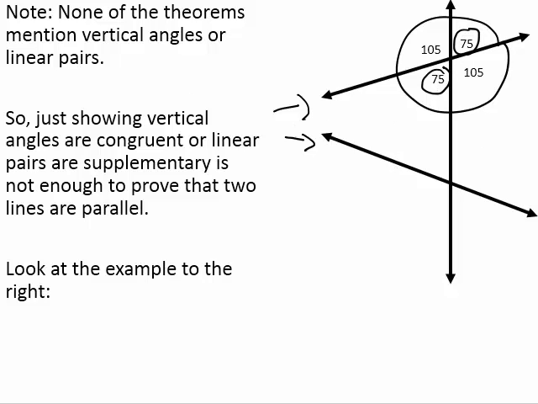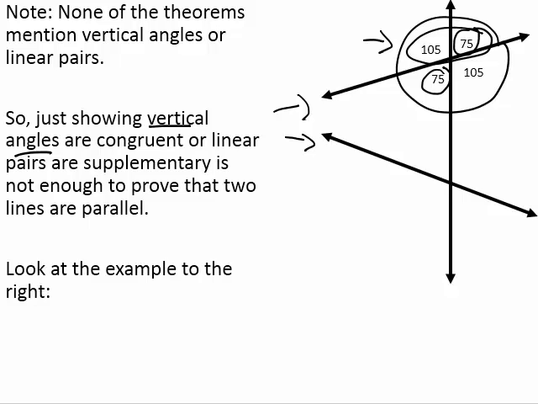The same holds true for linear pairs. If you have 75 and 105 making a linear pair, that has nothing to do with both of those lines. It has to do with just that one intersection right here. So again, vertical angles and linear pairs do not prove two lines are parallel.